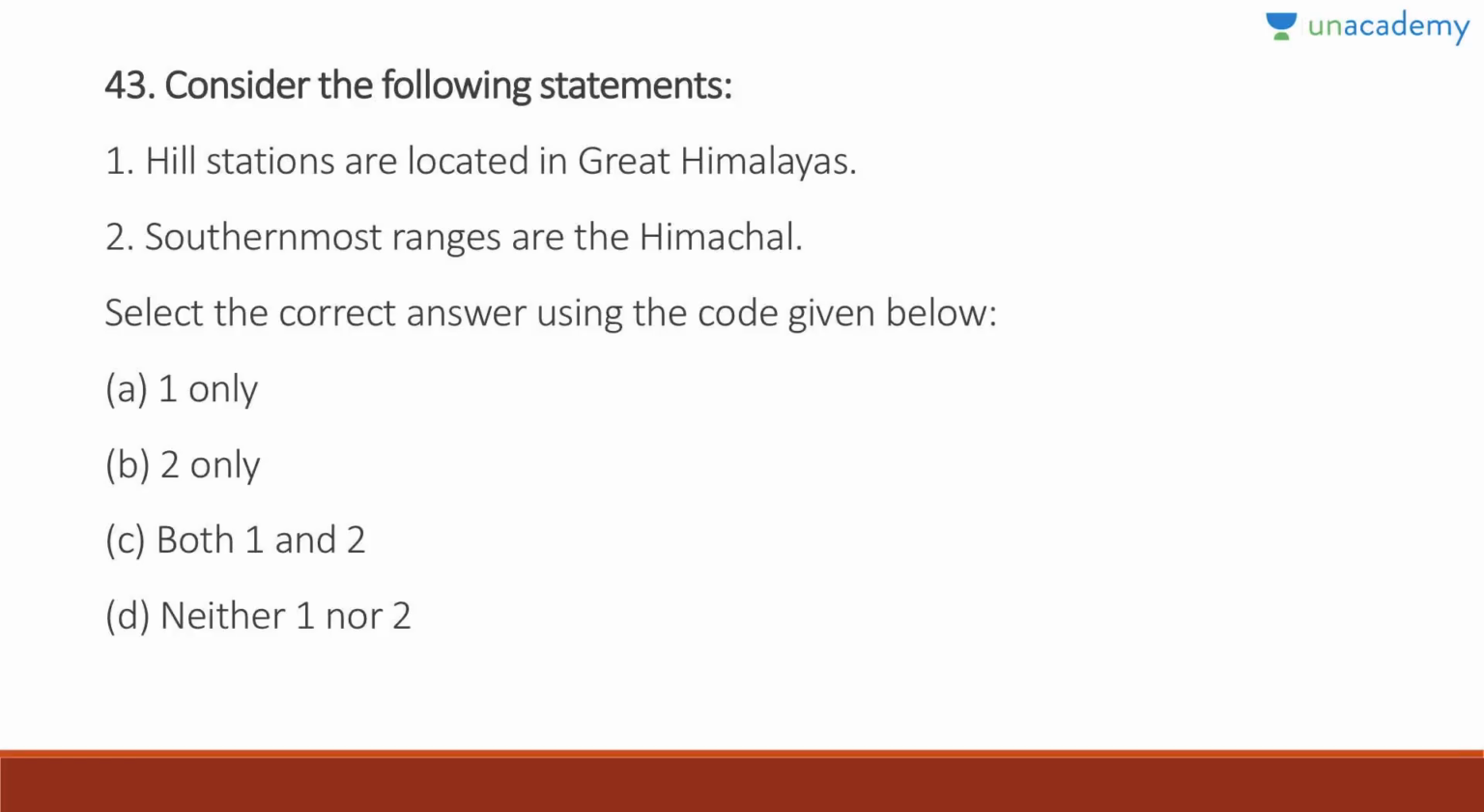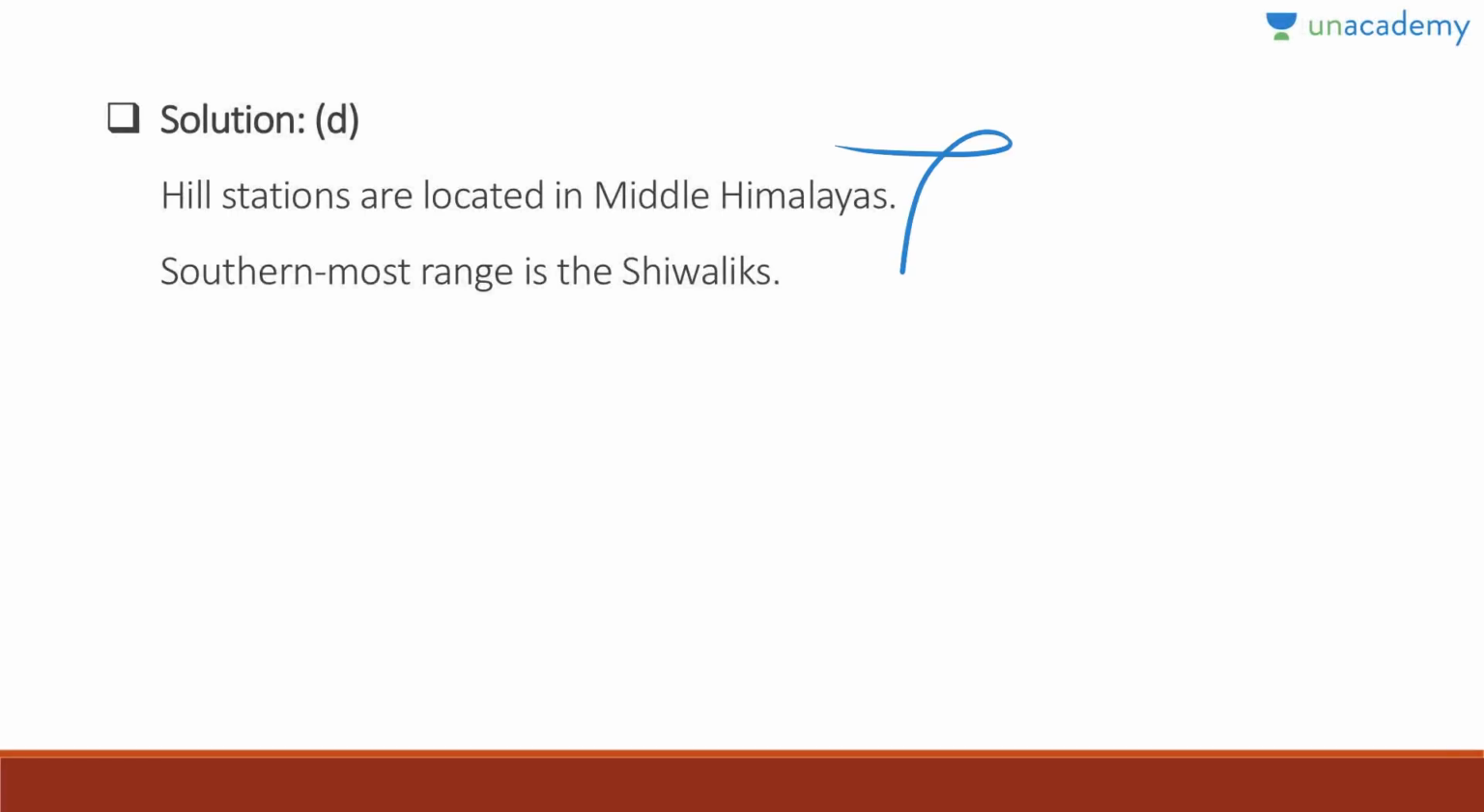Question number 43. Hill stations are located in Great Himalayas. No, this is wrong. Hill stations are located in Middle Himalayas. Southernmost ranges are the Himachal. No, southernmost ranges are the Shivaliks. So answer here is D, neither 1 nor 2. So hill stations are located in Middle Himalayas and southernmost ranges in the Shivaliks.